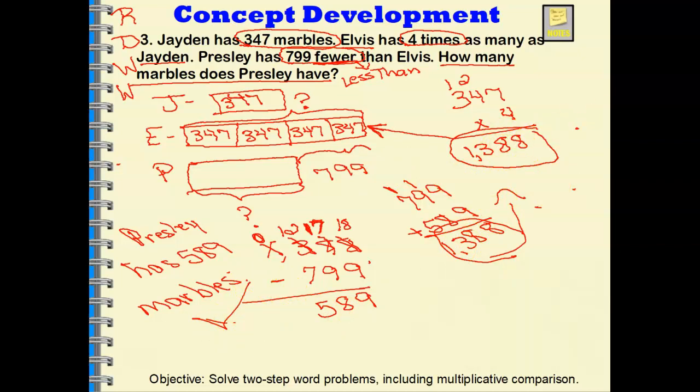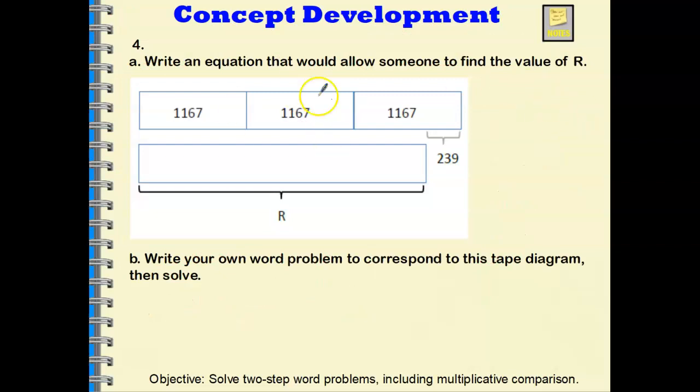All right, so guys, we are going to take a look at number 4. We are not going to do the B part of this. You can do that on your own if you want to challenge yourself a little bit. But I want us to look at this tape diagram because not only is it important to be able to know how to draw a tape diagram to help us solve our problems, but we need to be able to know how to read it because if we can't read it, we can't draw it. So we're going to write an equation that would allow someone to find the value of R.